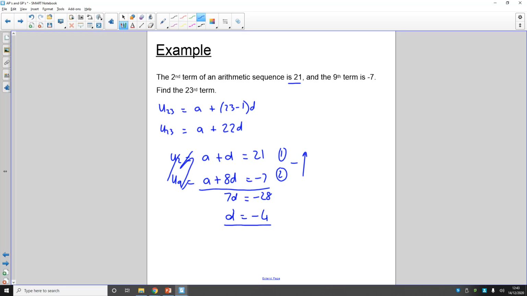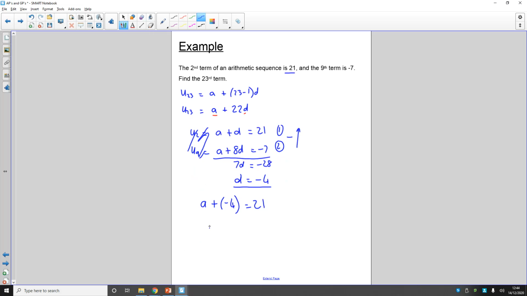We found d, but we also need to find what a is. So what can I do here to find a? I can substitute d equals minus 4 back into one of the two equations. I'm going to choose equation number 1, which is a plus d equals 21. So I've got a plus minus 4 for d equals 21. So what can I do to both sides? Well, I can add 4. So a will in fact be equal to 25. So I've now found what a is, and I've now found what d is.